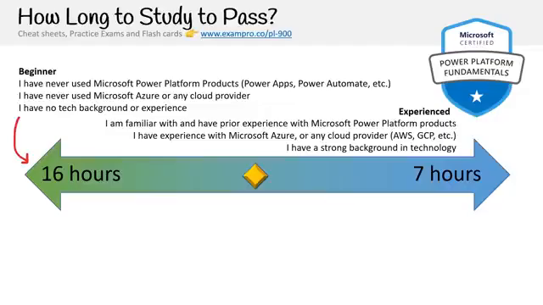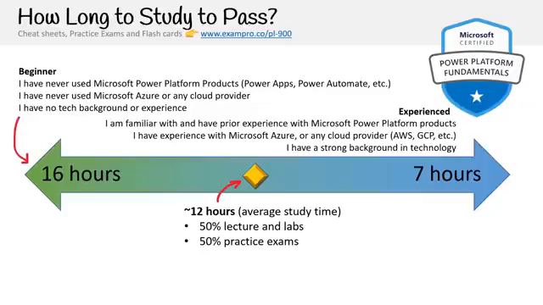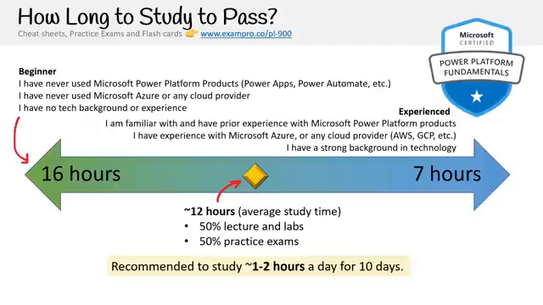And so, on average, most people are going to take about 12 hours to study for this course, and when we talk about the kind of stuff you'll be doing, it's going to be 50% lecture and labs, and we call them follow-alongs, where the idea is you follow along in your own account. And that other 50% is the practice exams. So if you look at the length of the content, which is around 3 hours, then you should spend as much time doing practice exams to pass. And the recommended time to study is about 1 to 2 hours a day for roughly 10 days.